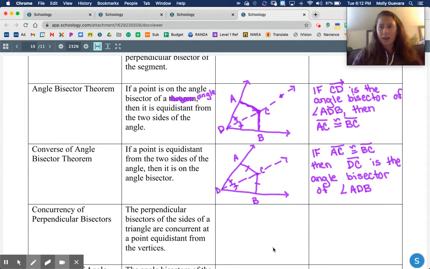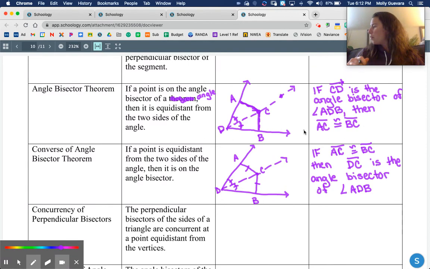I think what you'll find is when we actually do problems of this, you'll be like, oh, this is not so bad at all, at least hopefully. So we're going to go back to the beginning of the packet, 5.1, and we're going to go through these problems and figure out how we can use these theorems.